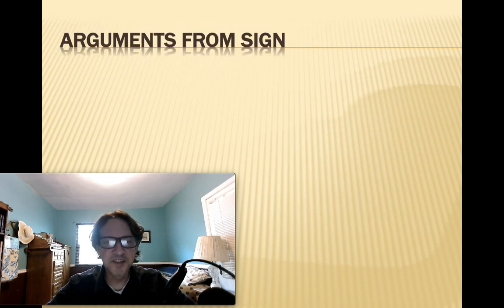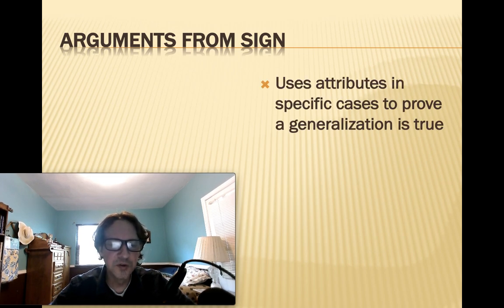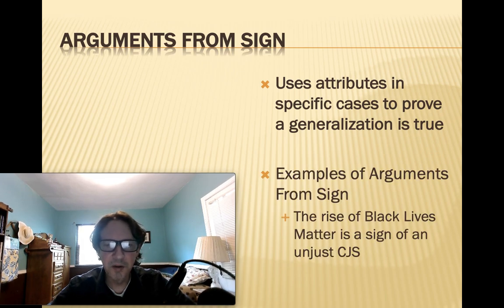Another type of data is sign, arguments from sign, right? It's sort of like it sounds like when we use something and claim that it's a sign that something more general is true, right? So I might say the rise of Black Lives Matter is a sign that there's an unjust criminal justice system. We might say the spread of white vigilantes is a sign that police are not respected by the general public.